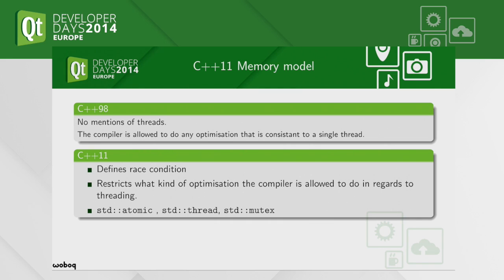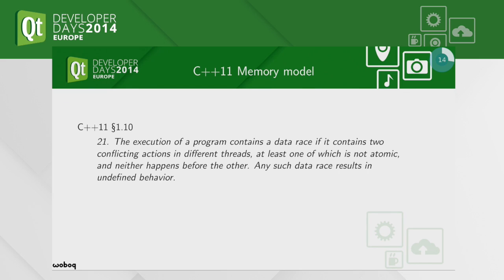And we also have some standard library support for threading. So I've just put here the definition of a race condition. It's in chapter 1.10 of C++11, 21st paragraph. So there are at least 20 paragraphs before that which define things like happens-before and such. The execution of a program contains a data race if it contains two conflicting actions in different threads, at least one of which is not atomic, and neither happens before the other.